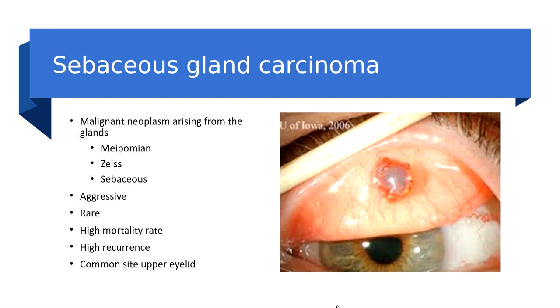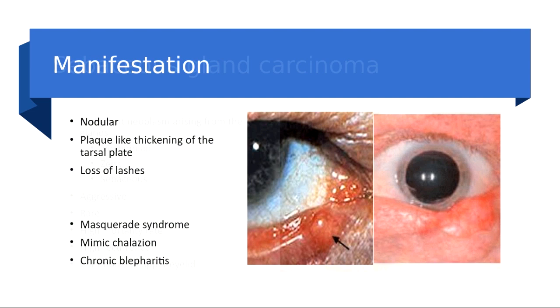What we call this is the masquerade. So you may think that this is a chalazion. You may think it's just blepharitis. These are patients who have had multiple treatments for blepharitis, chalazion, all other things, and they keep recurring. So these are patients that you have to take a very good history from. Here you see a nodular lesion, plaque-like thickening of the tarsal plate, and loss of lashes. As I said, it's a masquerade syndrome. It can mimic many things.